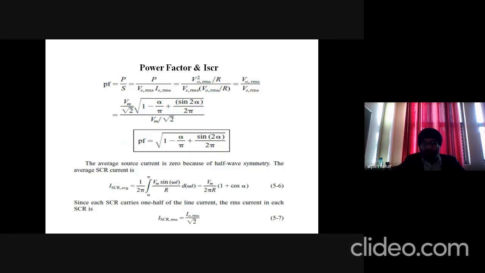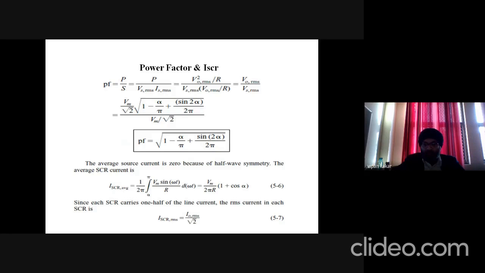And the average source current is 0 because of half wave symmetry. We already know that. But the average SCR current is not 0, because every half cycle, each SCR is drawing some current, which has some average value from alpha to pi, because at alpha the conduction of the SCR starts till angle pi. And this is the source voltage, Vm sin omega t, divided by the load, integrated for an angle 2 pi.